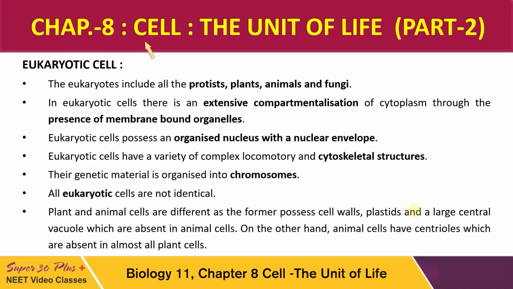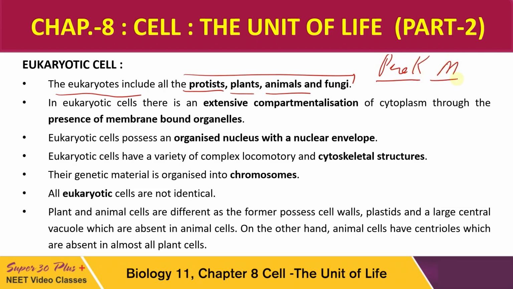This is part 2, chapter 8, Cell: The Unit of Life. In this we have to discuss the details of the eukaryotic cell. I told you in biological classification that the eukaryotes include the protists, plants, animals, and fungi. Prokaryotes were included in kingdom Monera. The rest of the four kingdoms have eukaryotic cells.